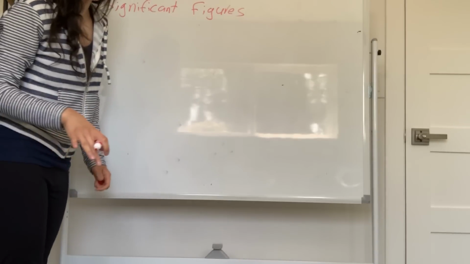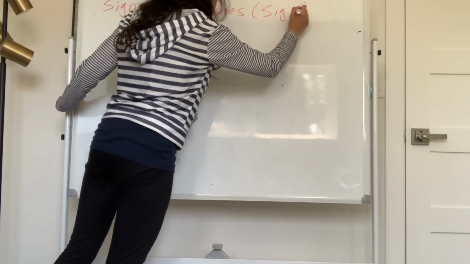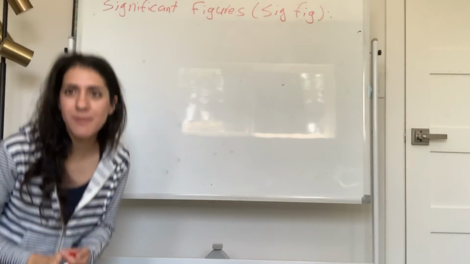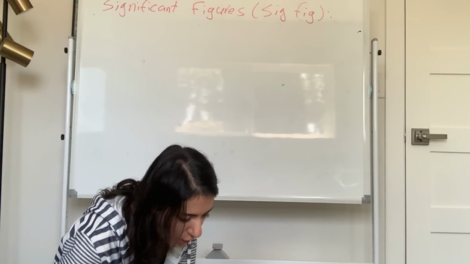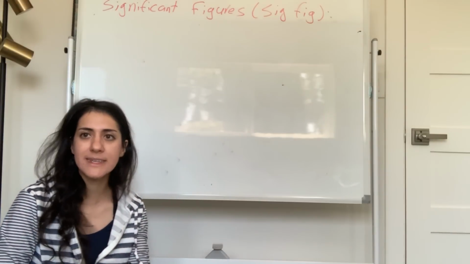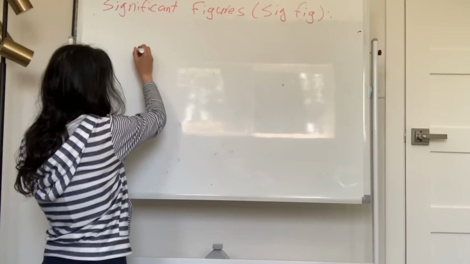Now, do you want to be cool? If you want to be cool, cool chemists call it Sig Fig. You can definitely try to be cool. All right, now before I show you how to do significant figures, I want to convince you why significant figures matter. So here's how I'm going to convince you.